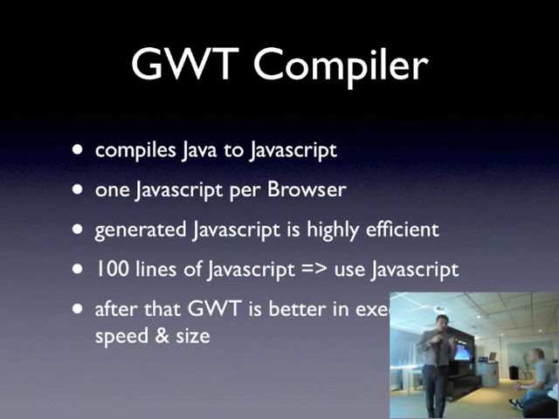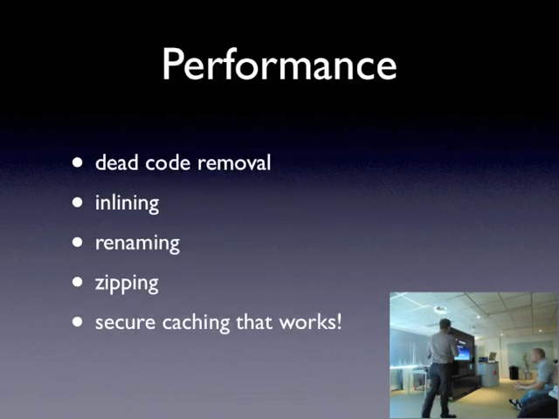But for normal production time, you're just going to need the normal GWT compiler. It compiles your Java down to JavaScript. And it's compiling down one JavaScript per browser, or in the MGWT case, one JavaScript per device. And therefore, we can do some high optimizations on the JavaScript. As a rule of thumb, if you have like 100 lines of JavaScript, you're better off writing JavaScript and forgetting about GWT. After that, GWT is already better in size and execution speed, because it can do certain things that you cannot do that easily in JavaScript.